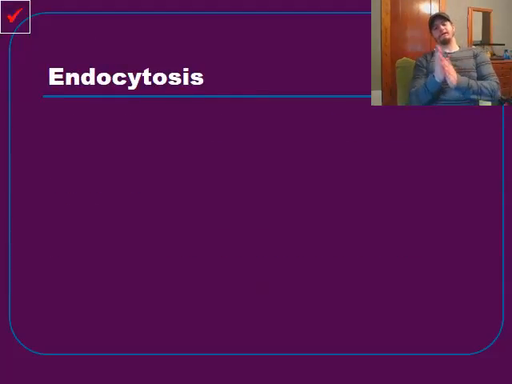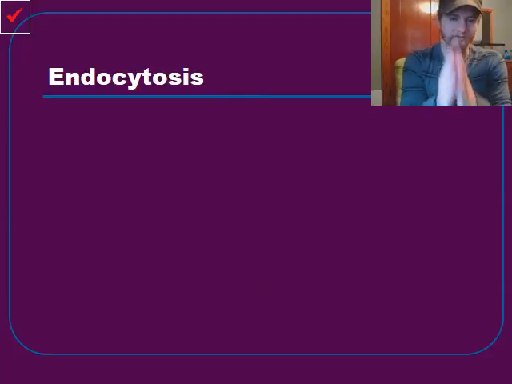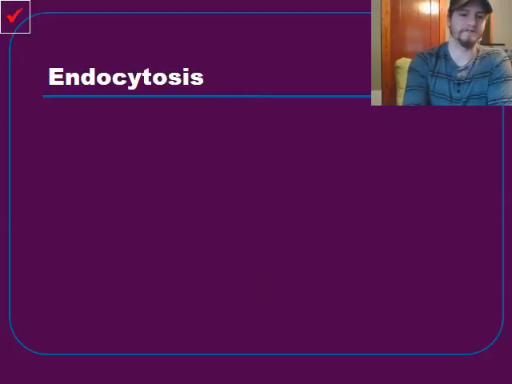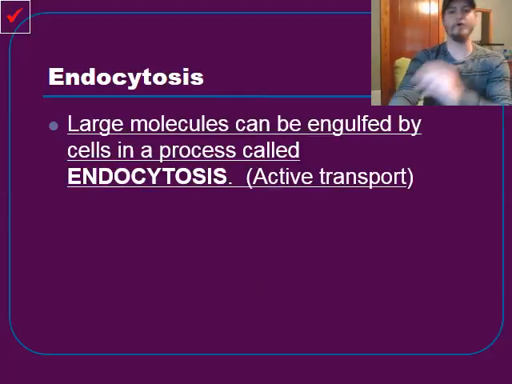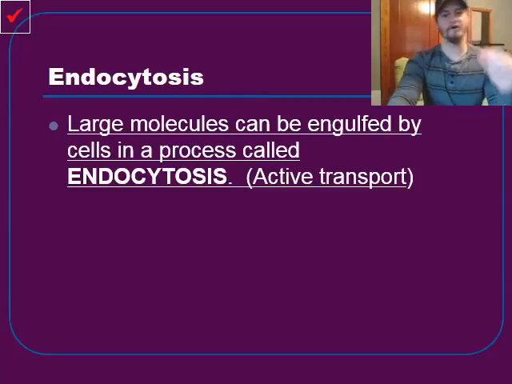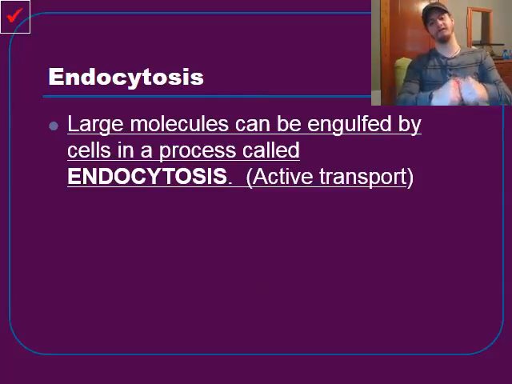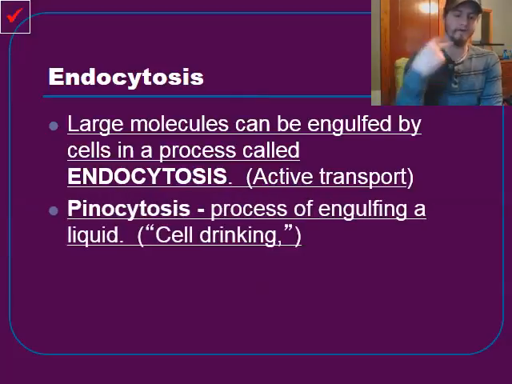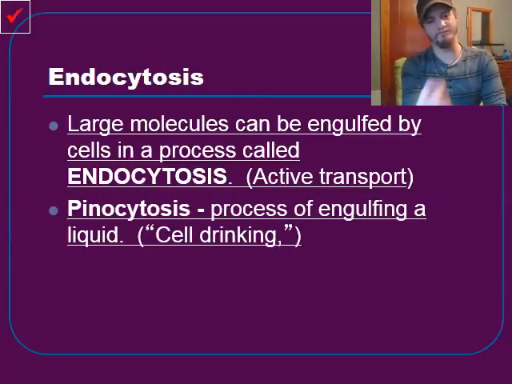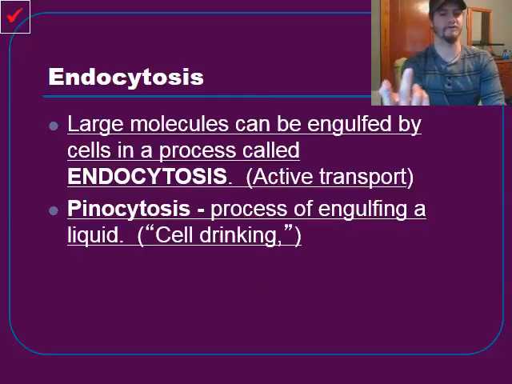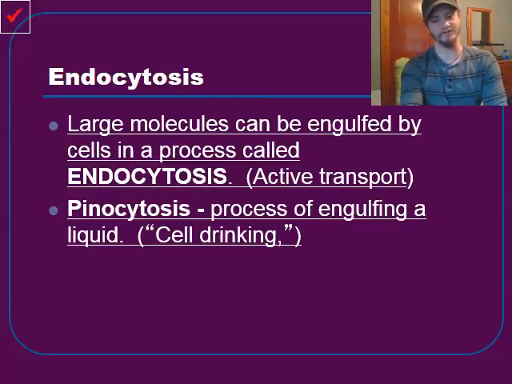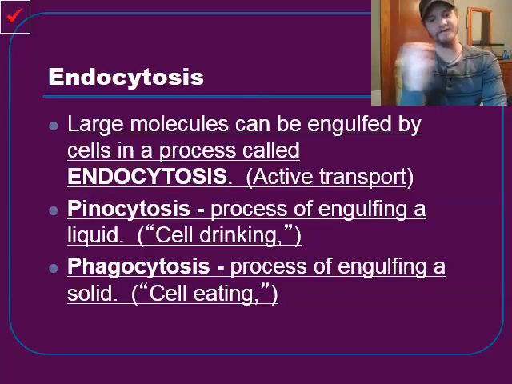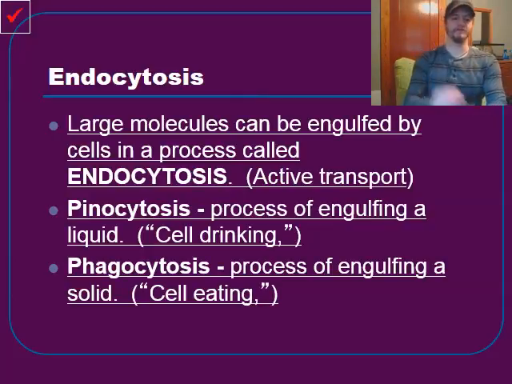So, the last two things that we're going to discuss here with active transport are endocytosis and exocytosis. Endocytosis is where large molecules can be engulfed by the cell. So we're bringing things inside the cell. Now we have two different types. We have pinocytosis, which is the process of engulfing a liquid, or cell drinking. We also have phagocytosis, which is the process of engulfing a solid, or cell eating.